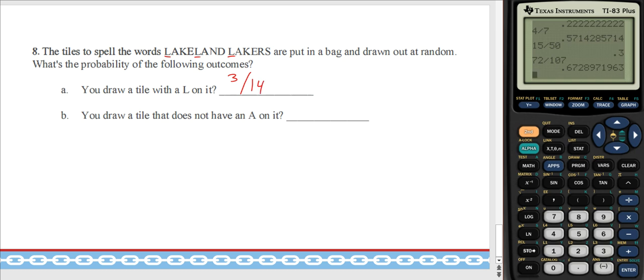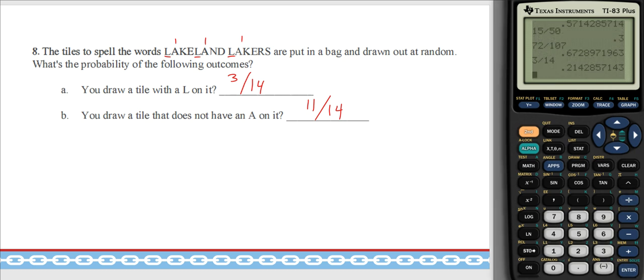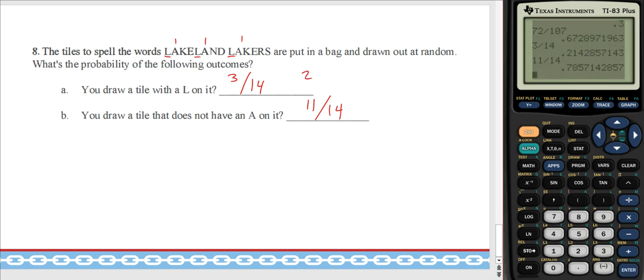And then part B, you draw a tile that does not have an A on it. Of the 14, I see 3 here that do have A's, so that would be 11 out of 14. And then again, if I wanted to calculate those percentages, I could. Right, so we have a 21.4% chance here and a 78.5, so I'll just call that 79% chance there. So that is our review for our pretty basic quiz over the first half of Chapter 8.